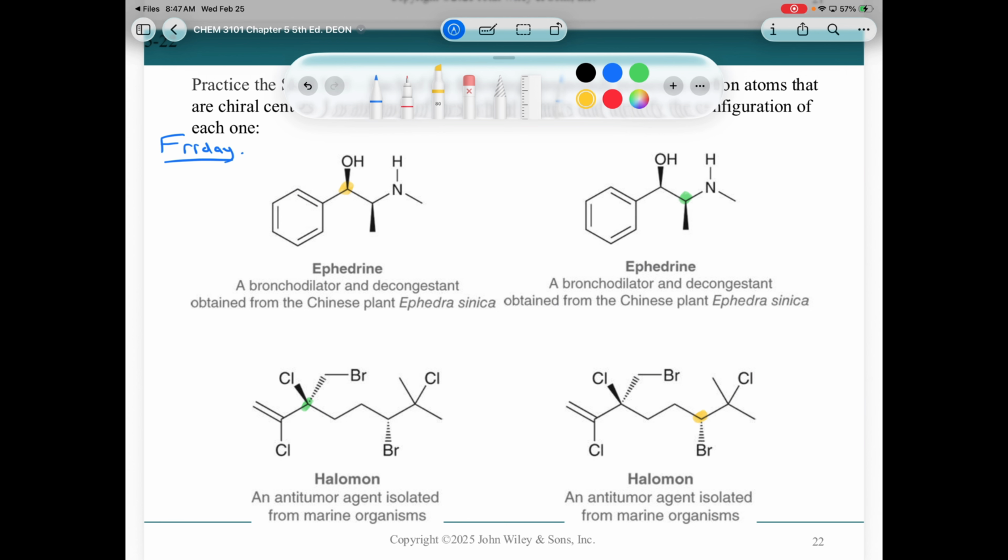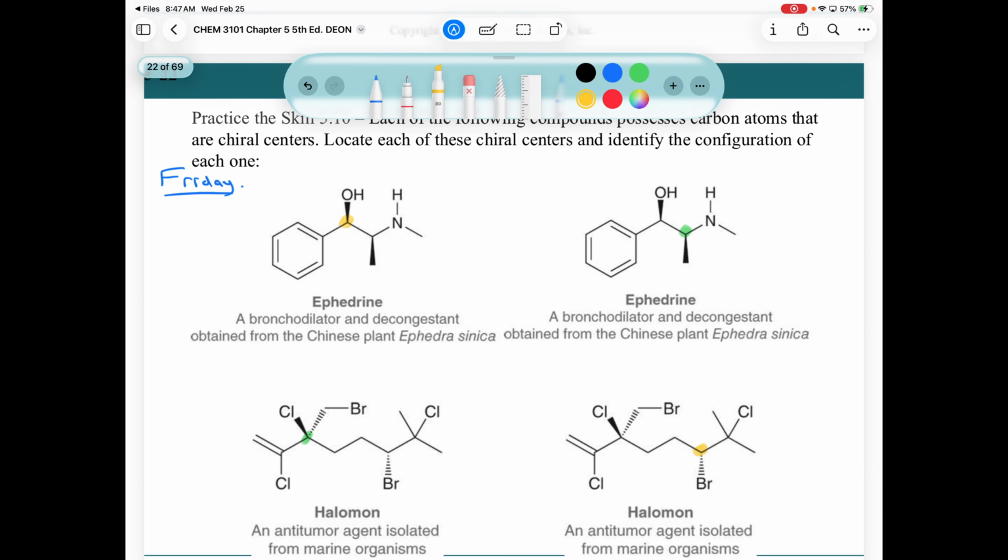But we'll tackle this on Friday. All right, so everybody give these a try. Don't be shy. Don't be afraid. Go for it. Give it the old college try.